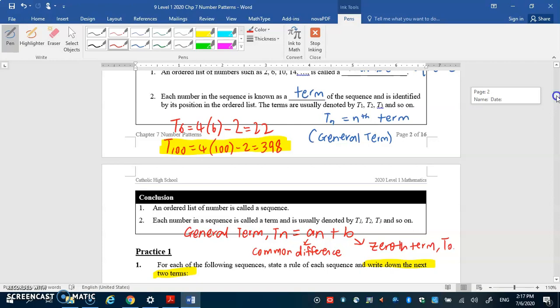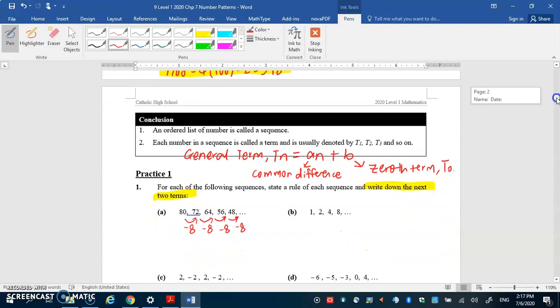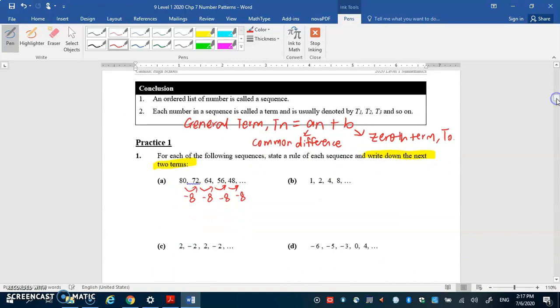For each of the following sequences, state a rule for each sequence and write down the next 2 terms. So part A is simple. It's a common difference of minus 8, right? 80 minus 8, you get 72. 72 minus 8, you get 64. 64 minus 8, you get 56. 56 minus 8, you get 48.